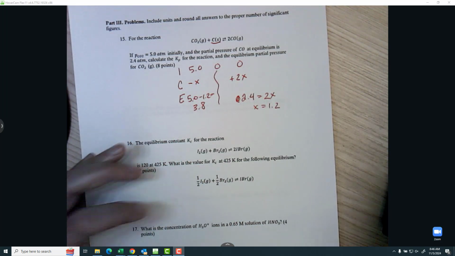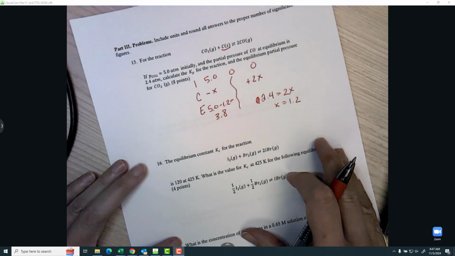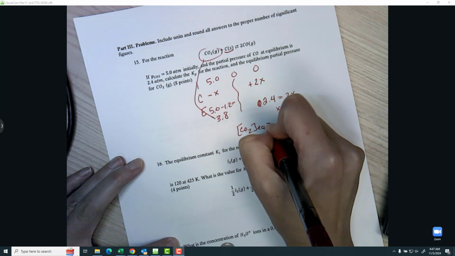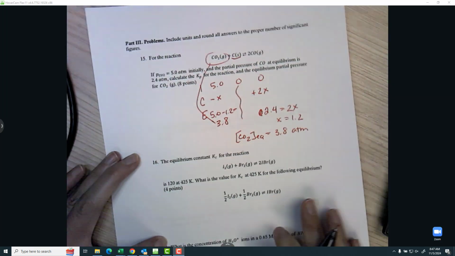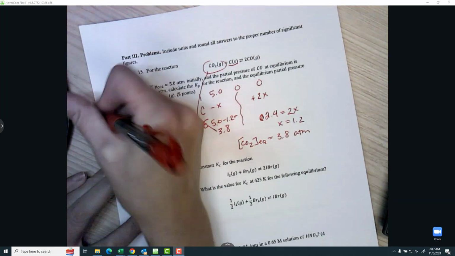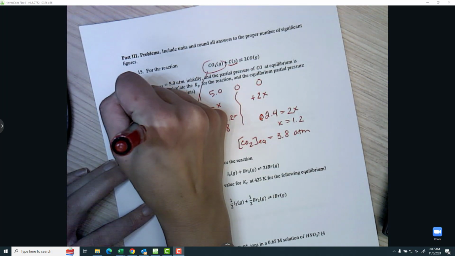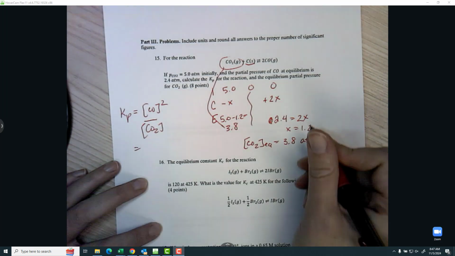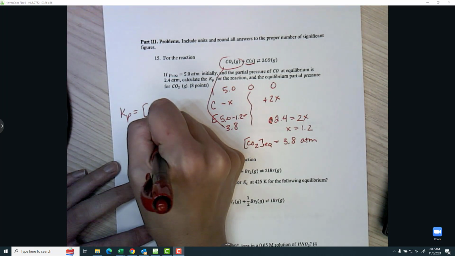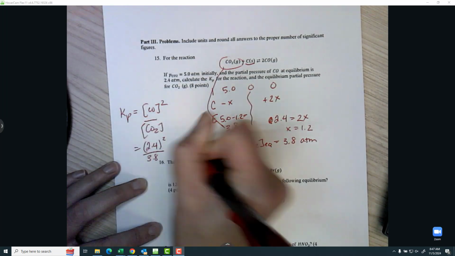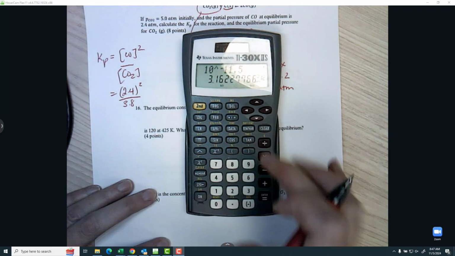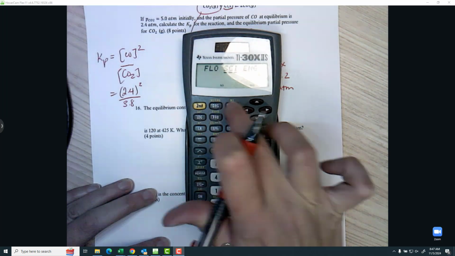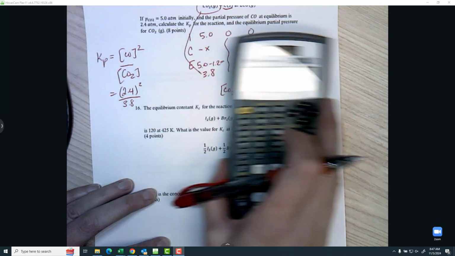And so then the question asked me for 2 things. One, it asked me for the concentration of CO2, or the partial pressure of CO2 at equilibrium. So that would be the 3.8 atmospheres. And then it also asked me for my Kp, which would be CO squared on top and CO2 on the bottom. Remember the CO is the 2.4, and then the CO2 is the 3.8. I get 1.5.